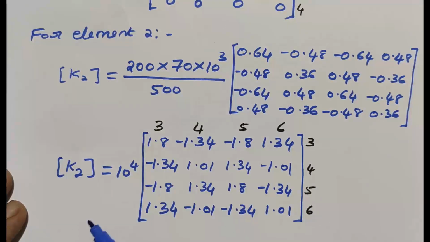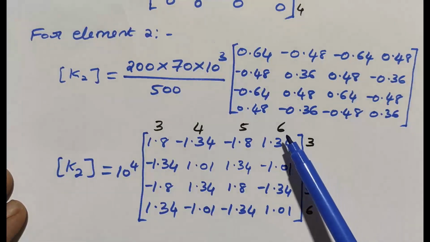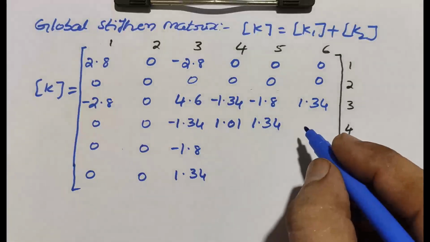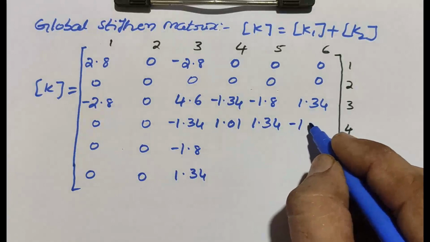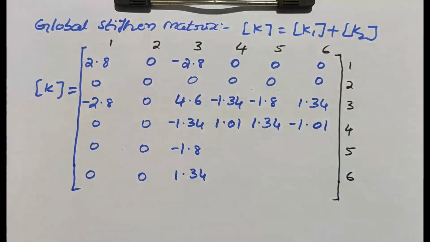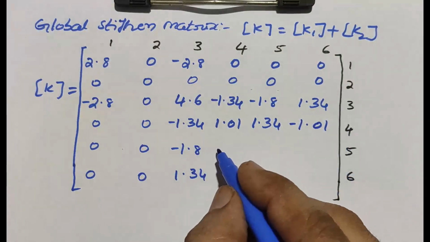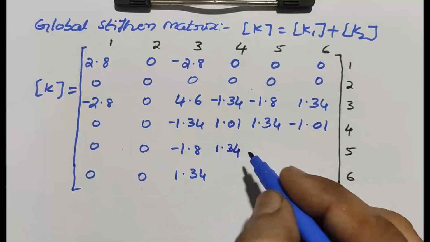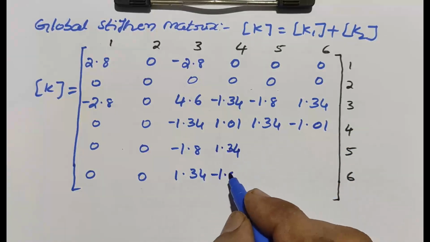But in K2, we have element corresponding to 6 and 4. It is minus 1.01. Therefore, here it is minus 1.01. So, due to symmetry, you can write in the fourth column, it is 1.34, it is minus 1.01.